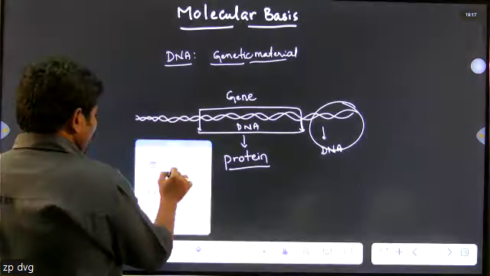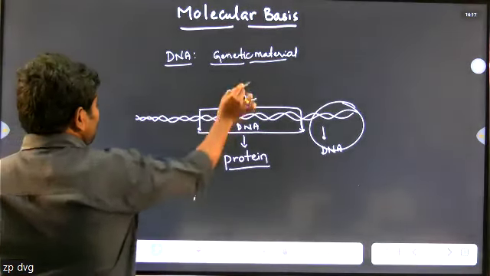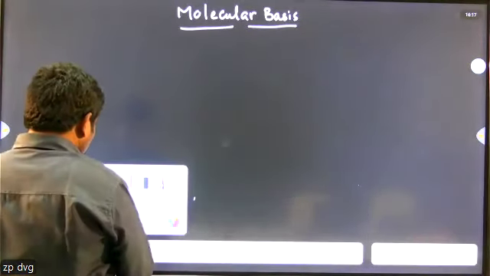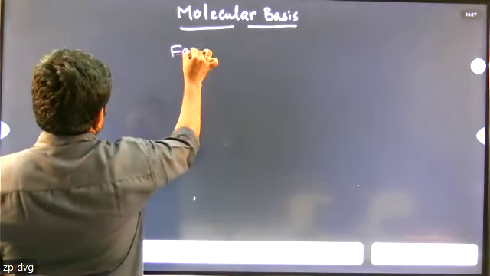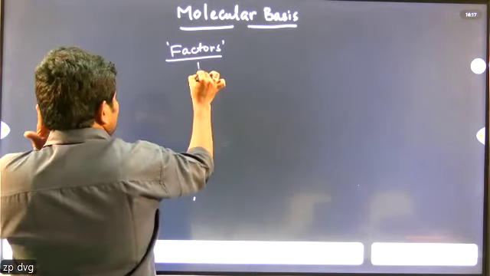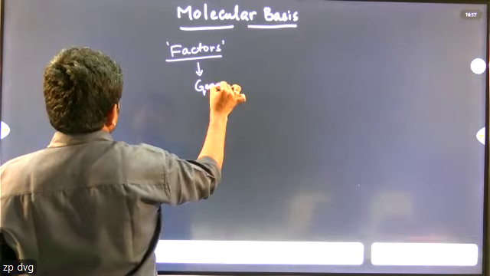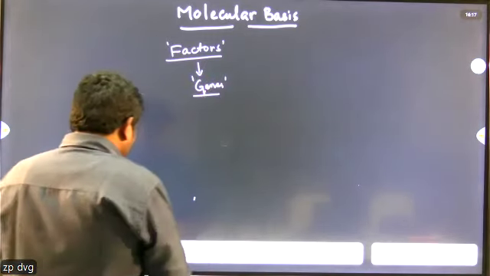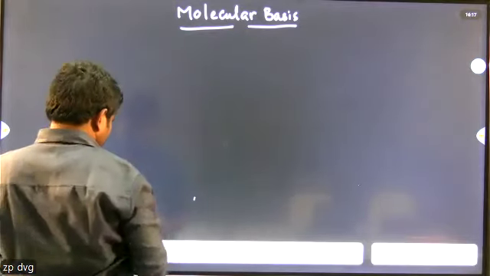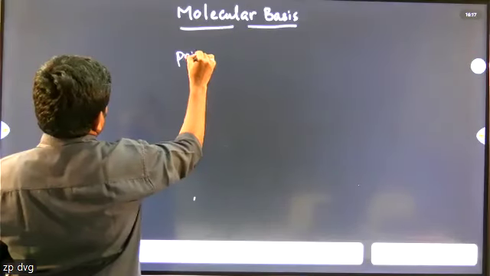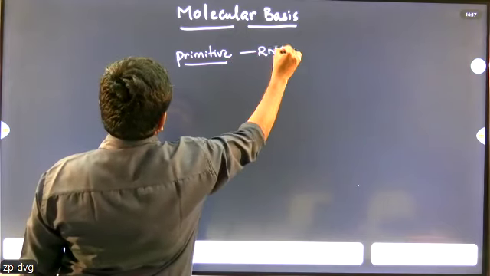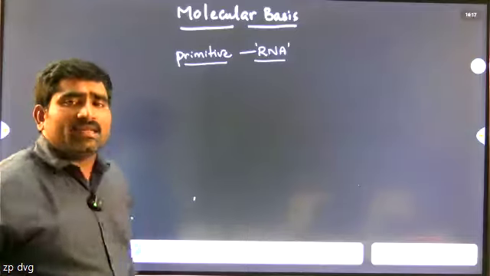In the case of Mendel, he used the term factors for the genes. Factors are nothing but what we now call genes, which are part of DNA. Between DNA and RNA, which is the primitive genetic material? RNA is the primitive genetic material, the first formed genetic material.